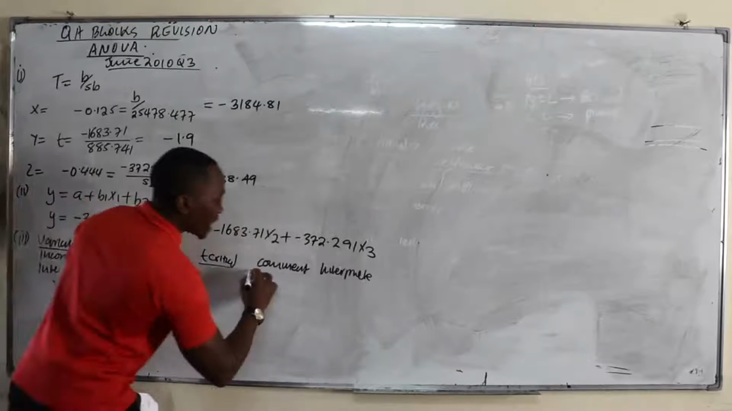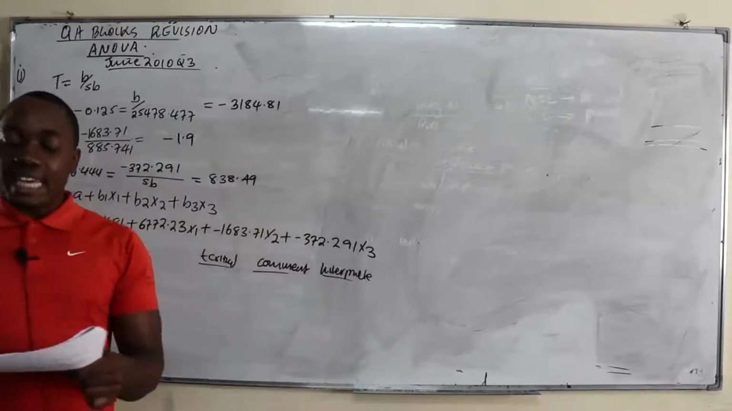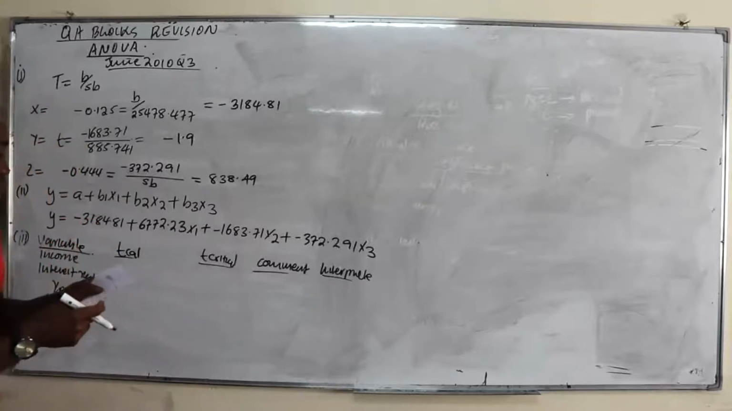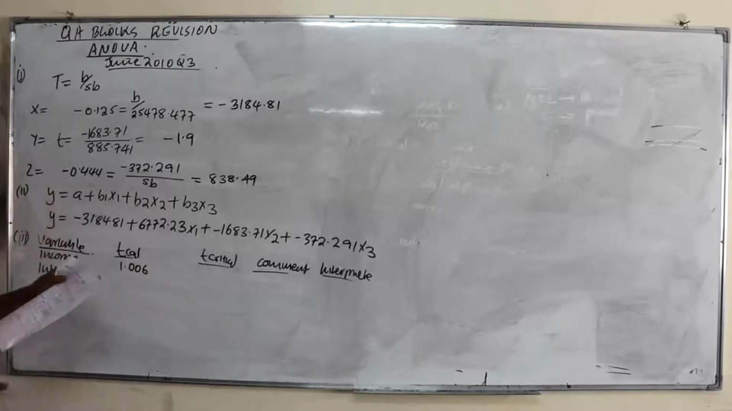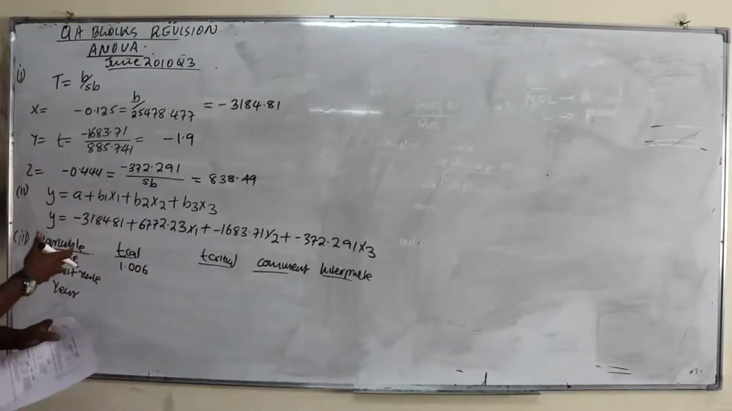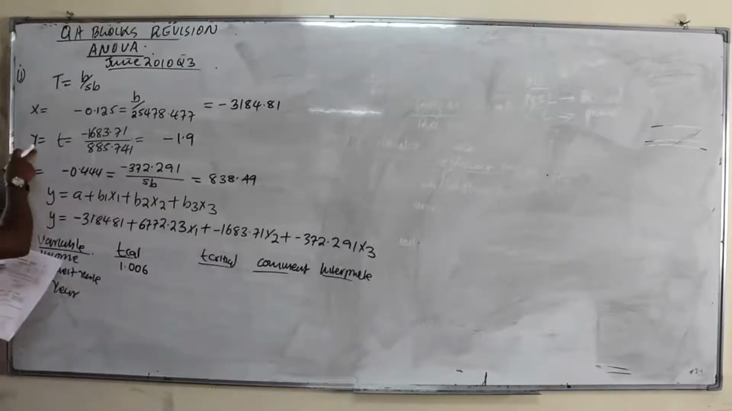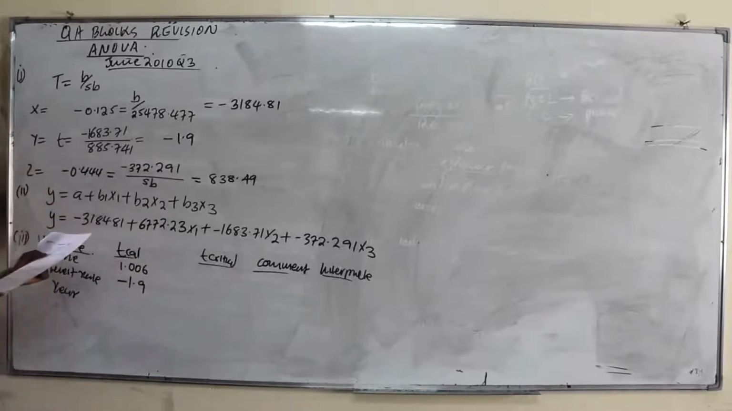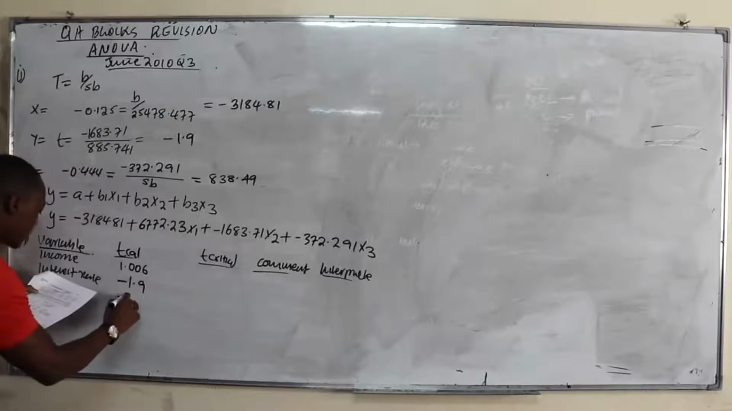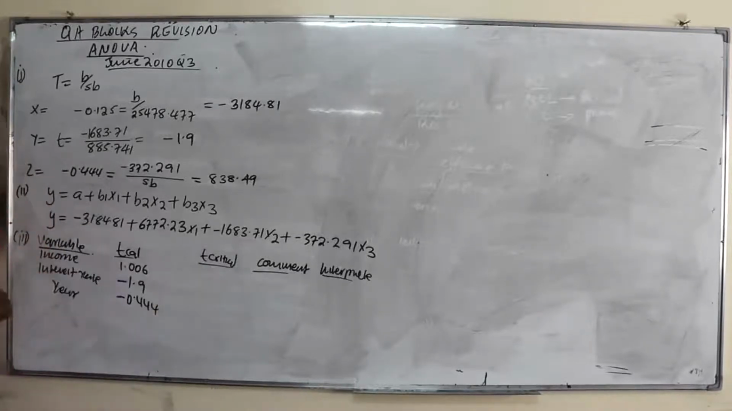Now let's go to the T calculated. We said what is T calculated? Where you have T. T for income is how much? 1.006. Now I'm taking you back to hypothesis testing. Then we have the interest rate, which we have already computed, negative 1.9. Then we have years, negative 0.444.